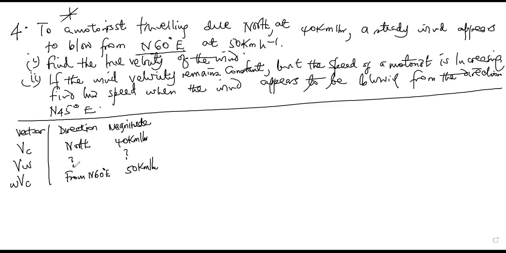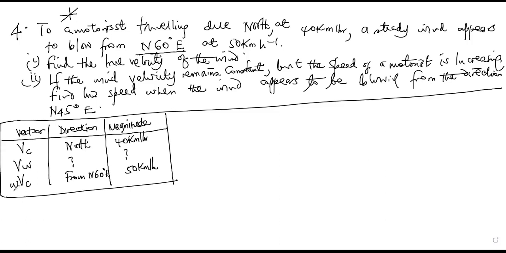Now, after having interpreted the question, you sketch. I told you that what makes this approach easier is that you just apply the basics. Now, from the table, you can see that the velocity of a cyclist is moving due north at 40 kilometers per hour. It means that the velocity of a cyclist is 40J. Then now we sketch for this part. Appears to blow from, so velocity of wind relative to the cyclist or the motorist. It appears to blow from.